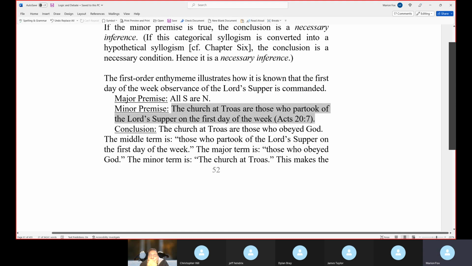The conclusion is the church at Troas are those who obey God. Now, the minor term is the church at Troas. That's your minor term, and that's right here, the church at Troas. Now then, those who obey God is a major term because it's the predicate of the conclusion. So it goes up where N is up here. Those who obey God, that is N.